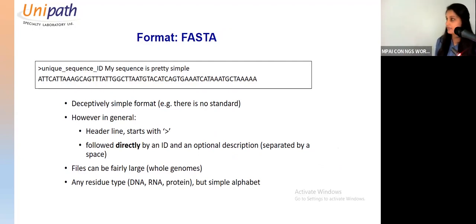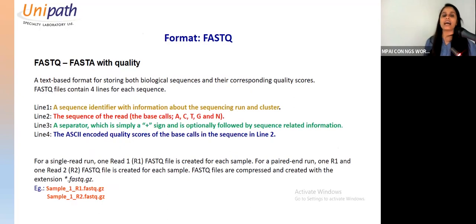Now this is FASTQ, as the name suggests, FASTA plus quality. That makes FASTA into FASTQ. In FASTA, you have two lines. First is the header, followed by the sequence. Now here you have four lines. Why four lines? Because you have quality in it. That's why you have the sequence header, then the sequence, then a separator, and then you have quality for each of the bases shown in the sequence.